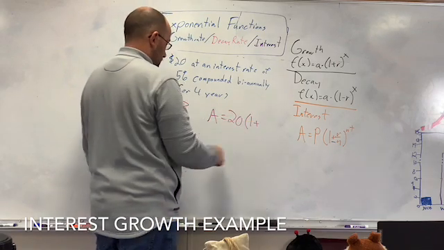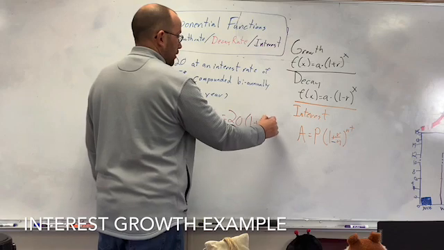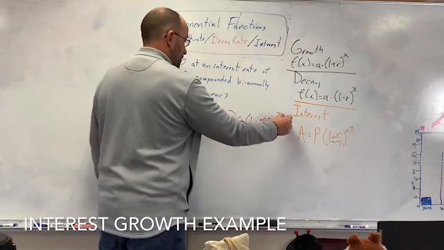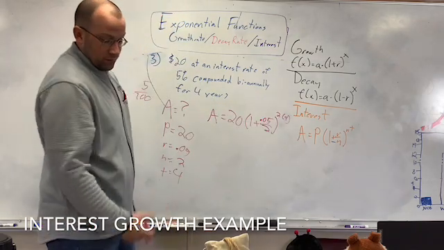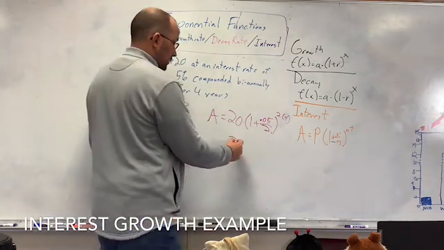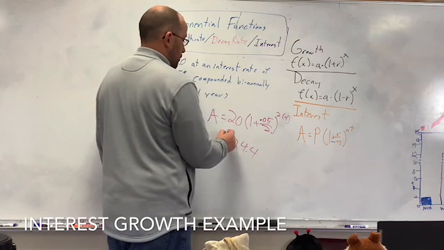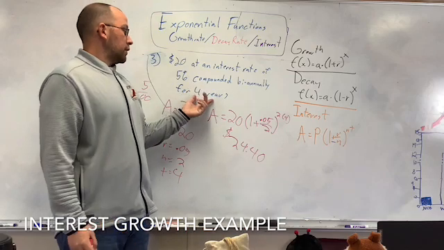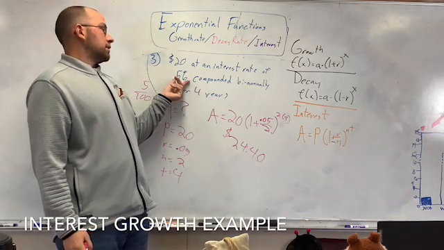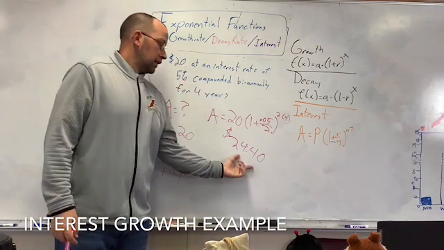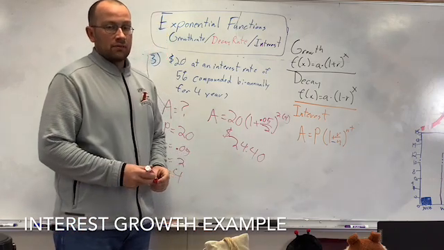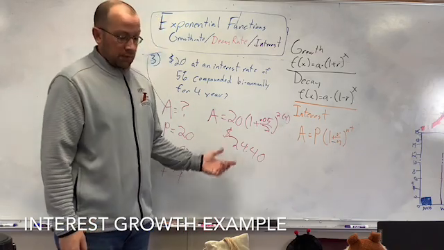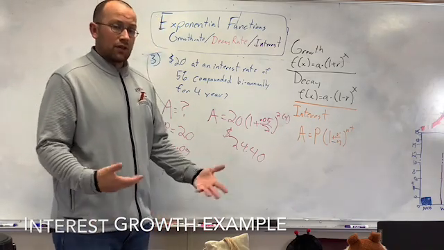So I plug all this in. 20 times 1 plus my rate of 0.05 over 2, that's 2 times 4, right? And then you solve it down, and you end up getting $24.40. So after 4 years, compounded biannually by 5%, you start with $20, you end with $24.40. And that is how you do interest. That is interest growth. I'm gonna do an interest decay now, such as if you have a car or something.